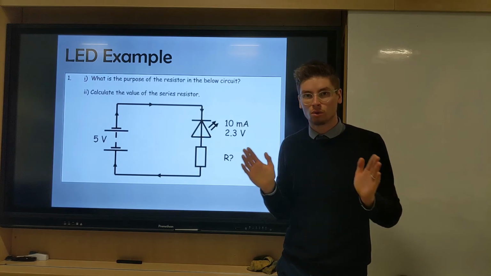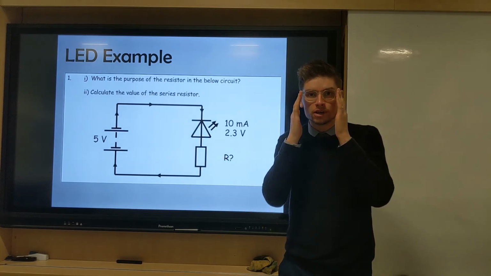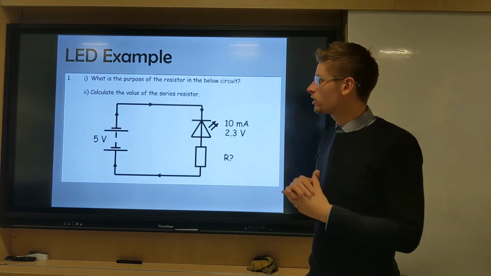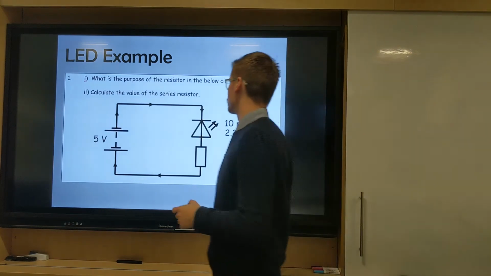Too high a current will cause the LED to blow, so you need to make sure that you have a resistor to protect it from too high a current. Calculate the value of the series resistor. Now let's do this one on the board.